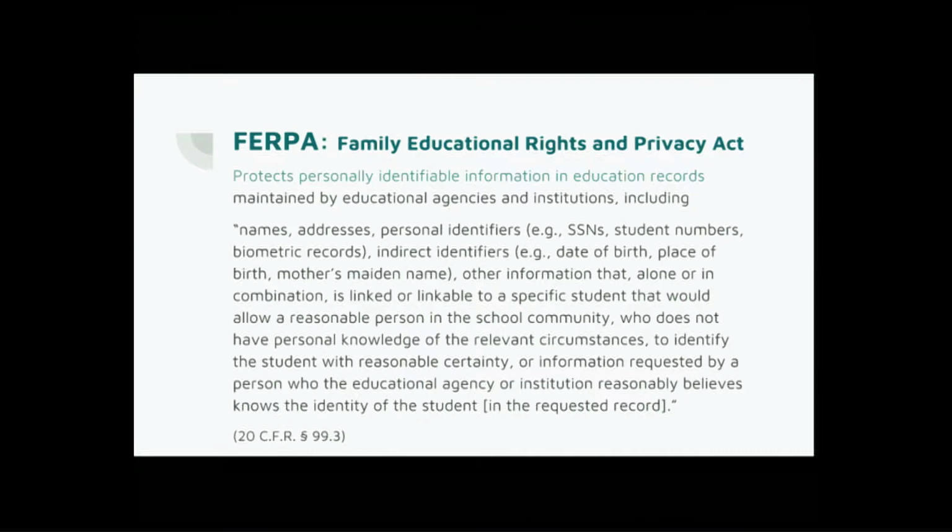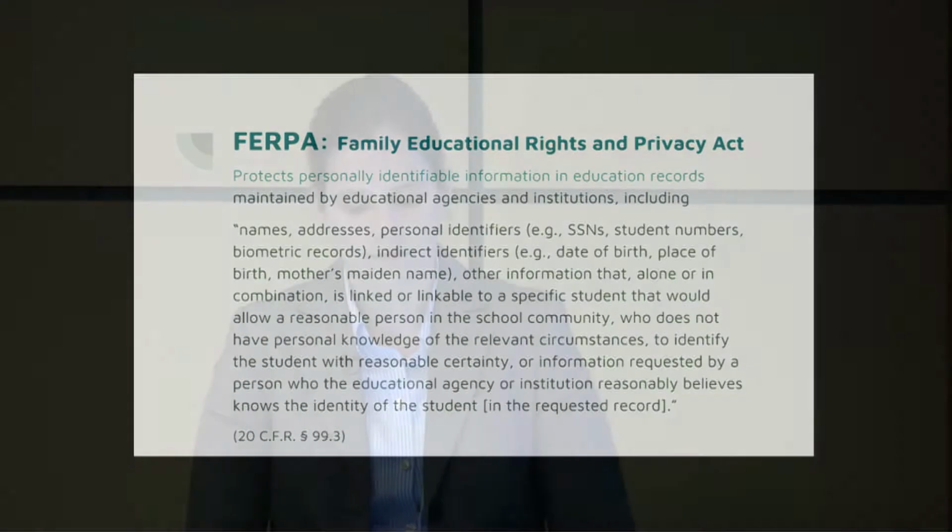And it explicitly protects personally identifiable information, which includes but is not limited to names, addresses, personal identifiers such as social security numbers, indirect identifiers such as date of birth, other information that alone or in combination is linked or linkable to a specific student that would allow a reasonable person in the school community who does not have personal knowledge of the relevant circumstances to identify the student with a reasonable certainty.